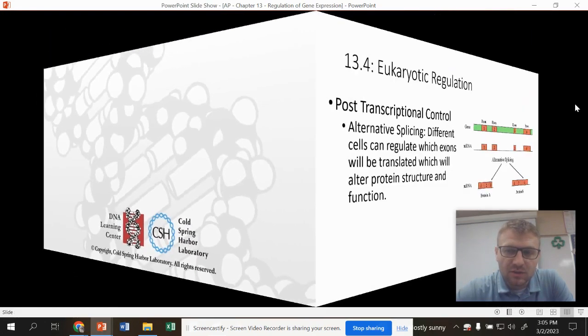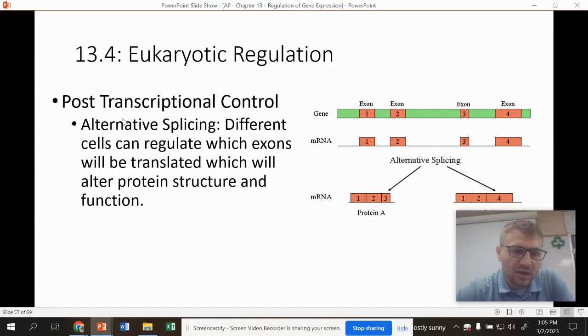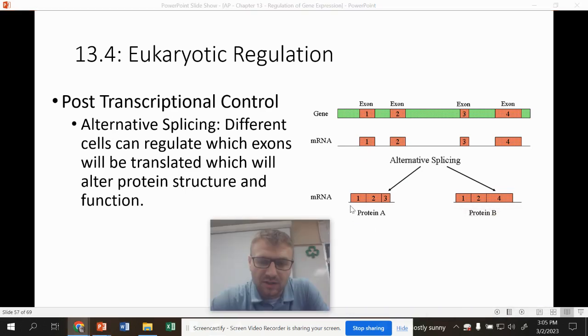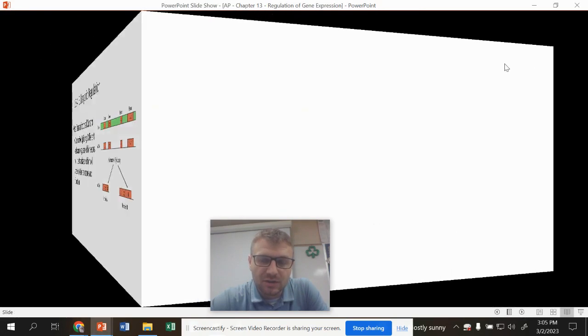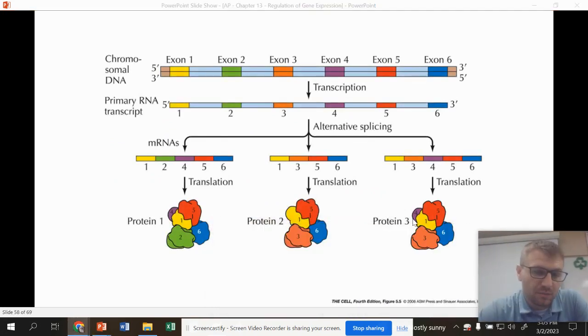Well, what this allows us to do is have something called alternative splicing, where we have different numbers or different combinations of exons that produce different proteins. You can see protein A and protein B have different sequences here from this original mRNA strand. What this allows us to do is produce a lot of different proteins from just one gene. So it's not one gene produces one protein. One gene can produce many different proteins.